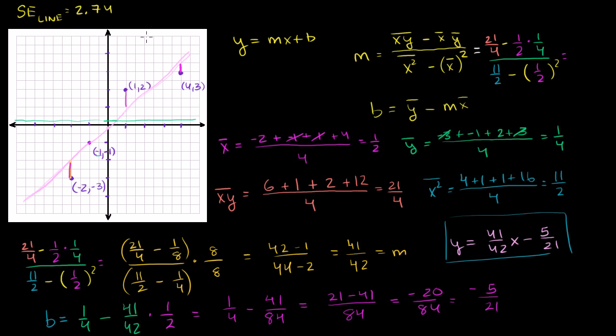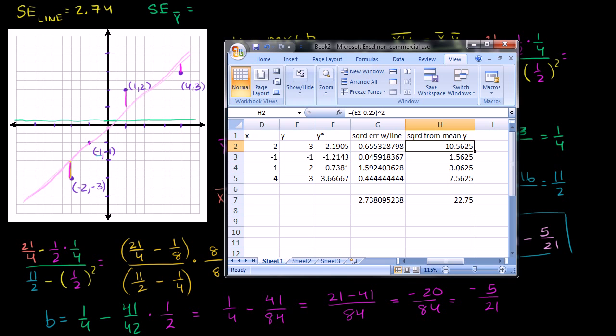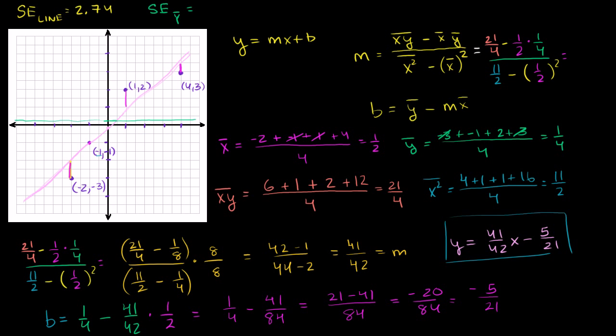And so what we calculated next was the total squared error from the mean of our y values. This is what we calculated over here in the spreadsheet. You see it in the formula. It is this number, E2 minus 0.25, which is the mean of our y's, squared. We calculated that for each of the y values, and then we summed them all up. It is 22.75. So this is essentially the error that the line does not explain. This is the total error. This is the total variation in the numbers.